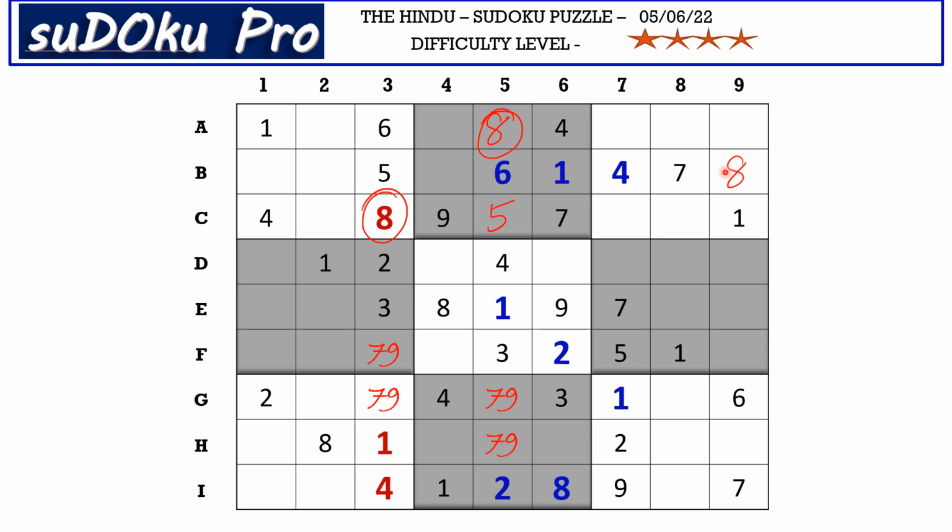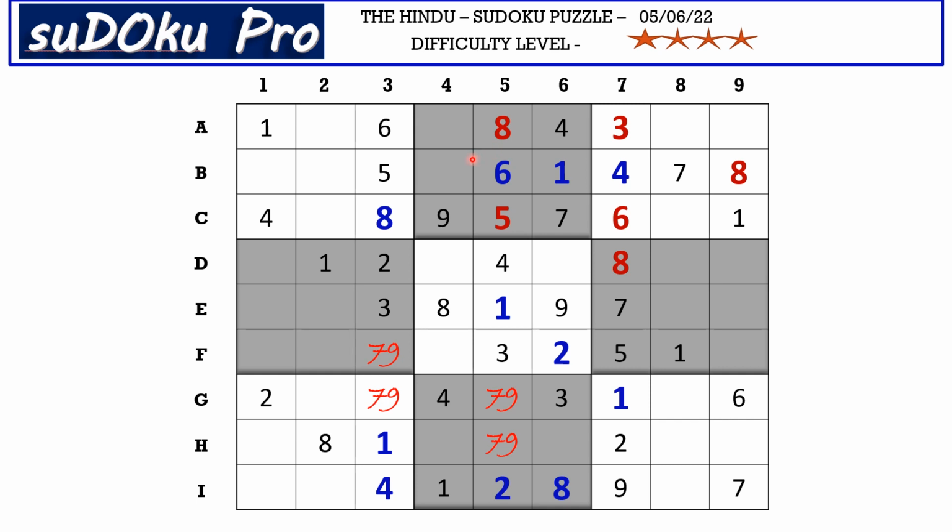In column 7, there are only 3 empty cells and the missing numbers are 3, 6 and 8. Now this 8 blocks these two cells. So 8 goes here in D7. Now the missing numbers in this column are 3 and 6. There is a 6 blocking from A row. So A7 takes 3 and C7 takes 6.